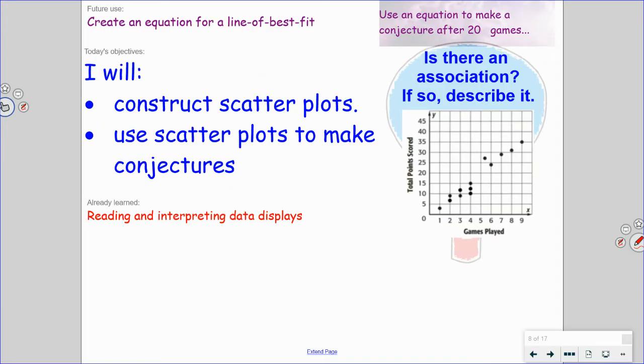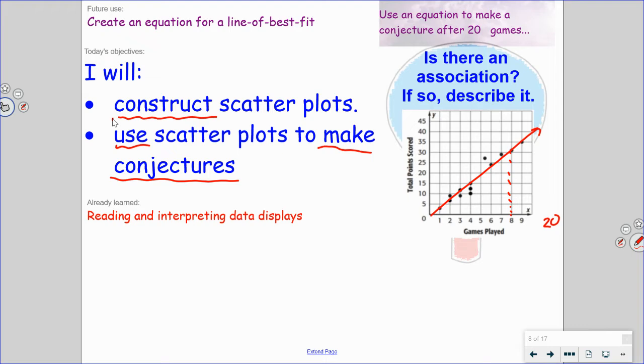And so we start with our objective today. We will construct, build, create scatter plots, as well as use scatter plots to make conjectures, guesses, predictions for the future. Predictions like, okay, can we draw a line of best fit? And where would we be at about 8 games? Or even better, where would we be at 20 games?